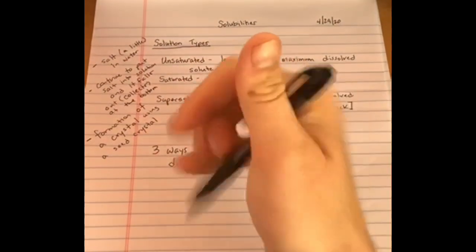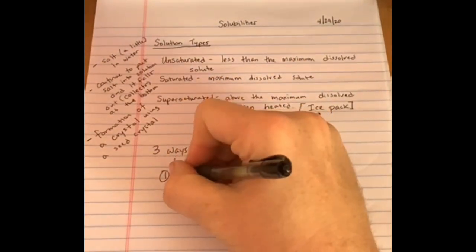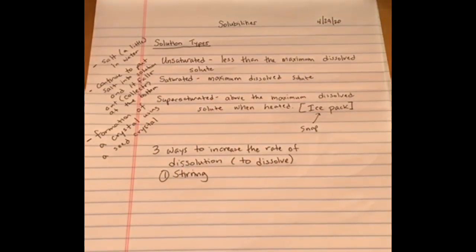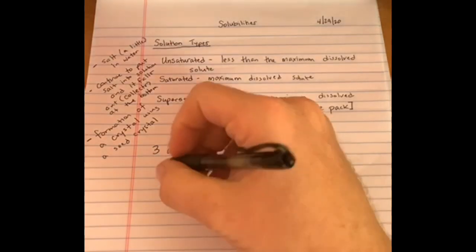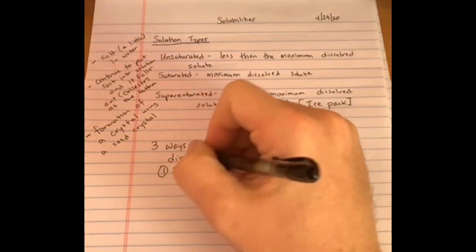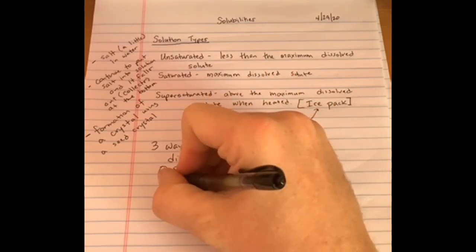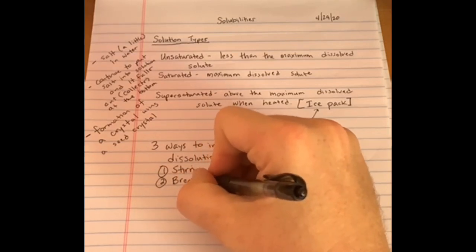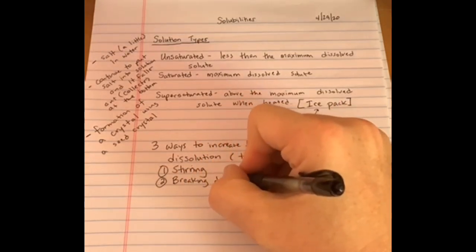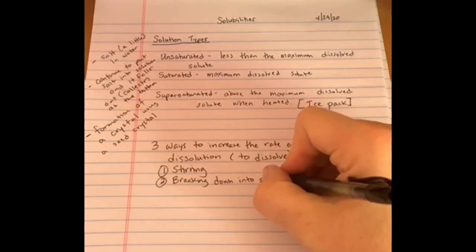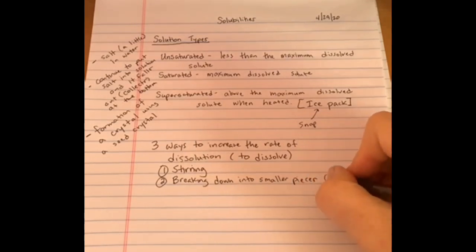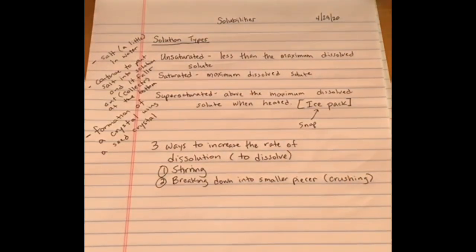Number one, stirring, right? Kool-Aid cannot be made without stirring it. You could shake it, I guess, but shaking is technically still stirring. Number two would be breaking down into smaller pieces. Another word for that is crushing, right?